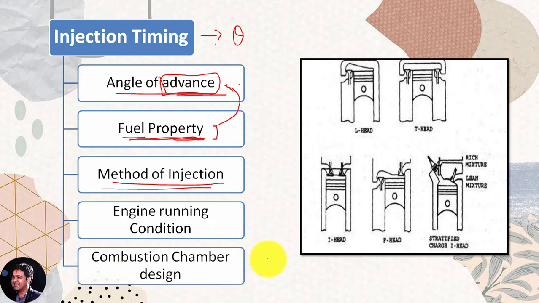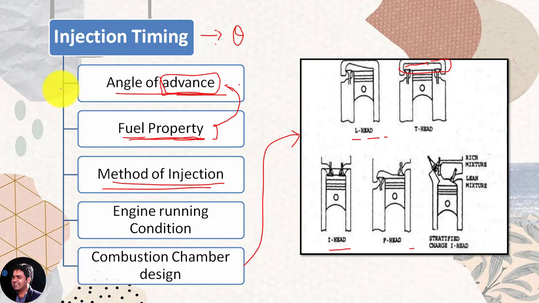And combustion chamber design, as I said in the previous slide, will affect the overall combustion behavior of the engine. So here are a few designs. You can consider they are common designs which are available in the market. So here is the L shape, T shape, I head, P head. These are the names given by the shape of the combustion chamber at the top. So this combustion chamber design will directly affect the injection timing.